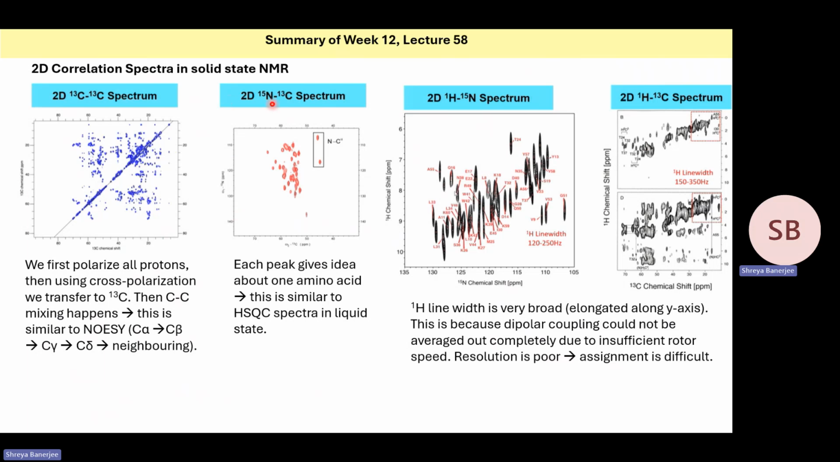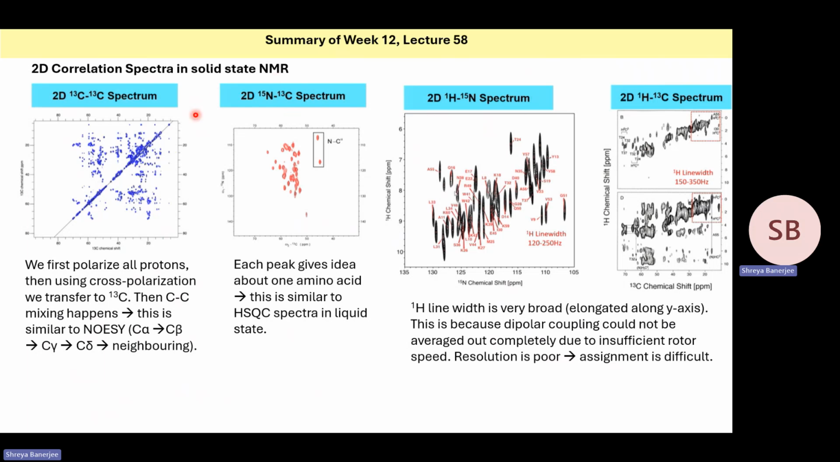Another correlation is the 15N and 13C spectra. Here each peak is giving you an idea about one amino acid, because in each amino acid you have only one N-C alpha, and this is showing the N-C alpha correlation. So this is similar to the HSQC spectra in the liquid state. If you remember, in the HSQC spectra, we got NH correlations. So for each amino acid, we will have one peak in the HSQC spectra. Similarly, in the 2D 15N and 13C spectra, we will get one peak for each amino acid.